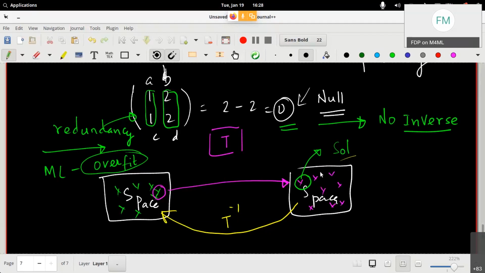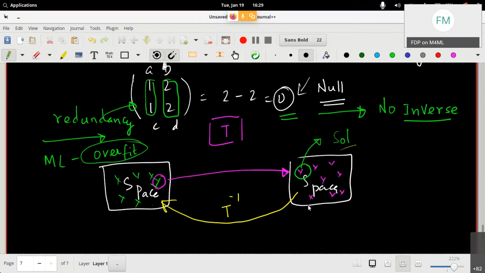But now when you have a solution, you want to verify: are these really true, or are these fictitious results of the solution? So you want to reverse map it back to my original space. In that case, I cannot do that if the determinant of that matrix is 0. That means I don't have an inverse and I'll not be able to map it back to the same space.